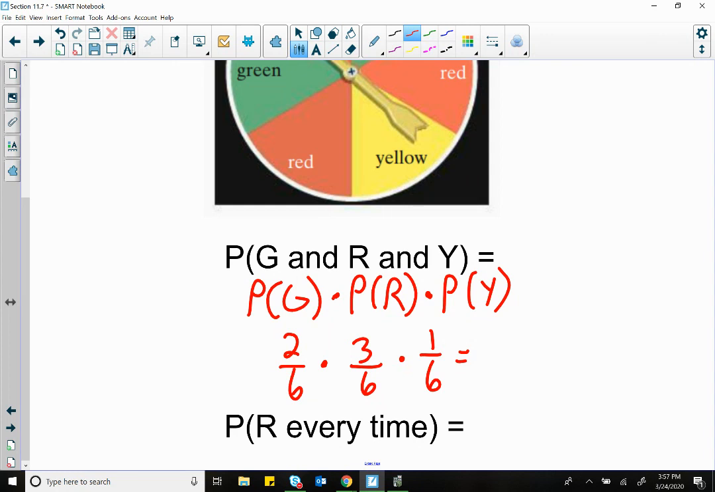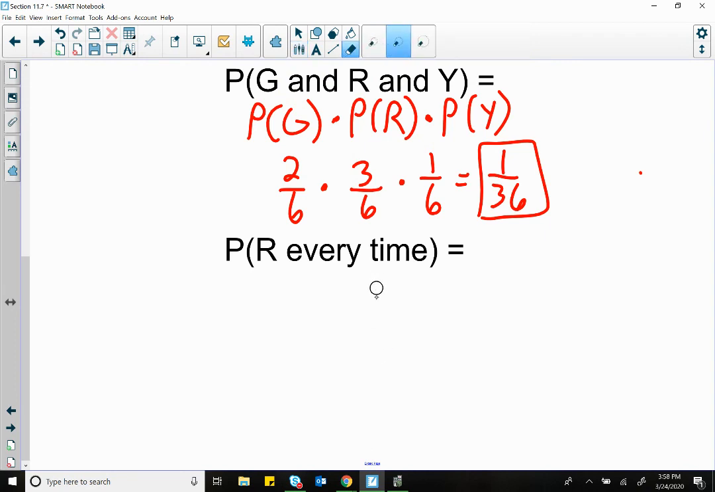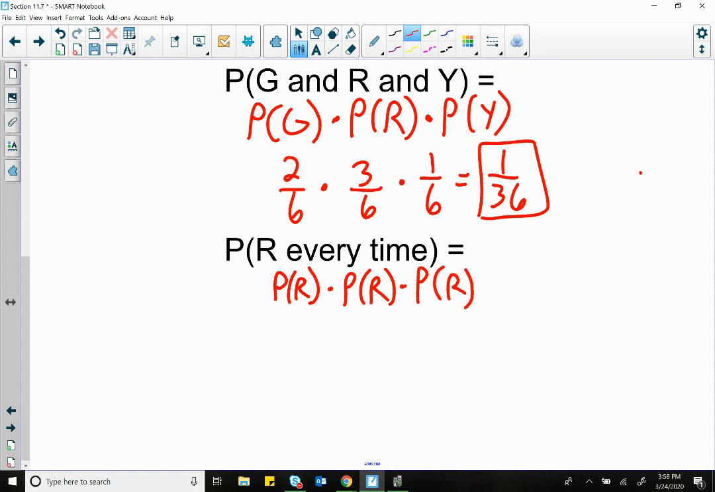So if we take 2/6 times 3/6 times 1/6, we get 1/36 as an answer. See, not that hard. So down below, we want a red every time. All we're doing is taking the probability of a red times the probability of a red times the probability of a red. Well, the probability of red is 3 out of 6 every time.